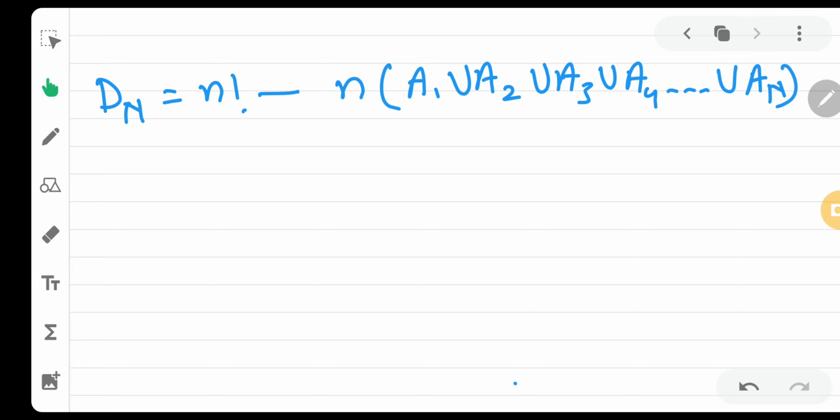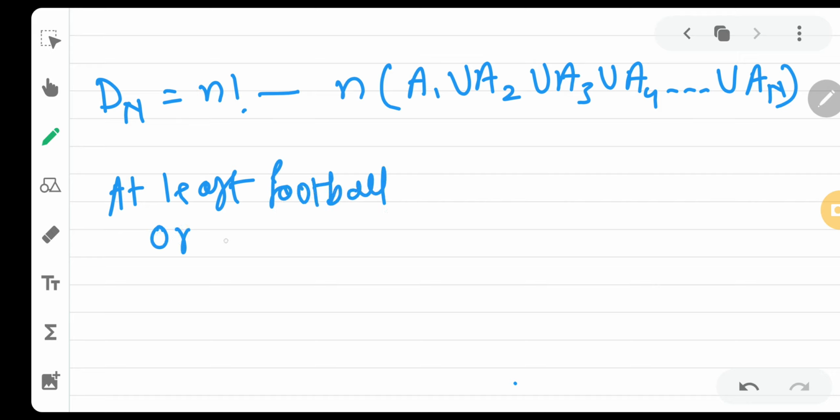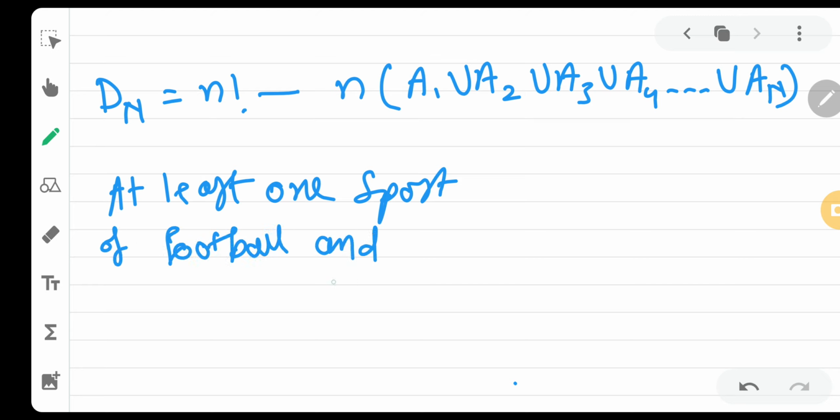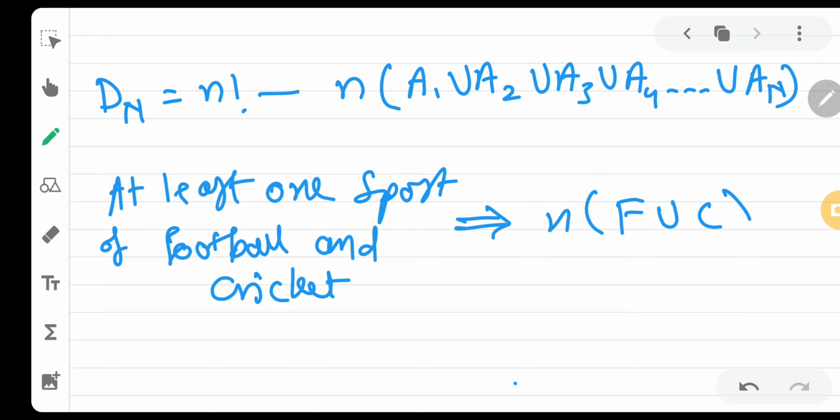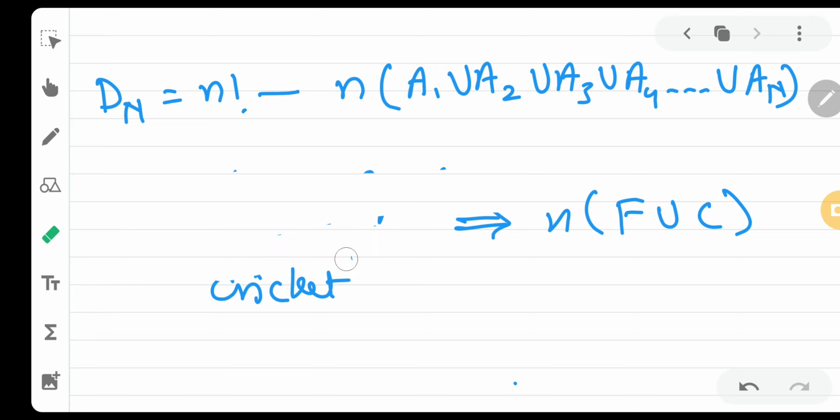If you could not get this, I will give you an example. At least football or cricket. If you write down like this, at least one of football or cricket. Let me show you an example. At least one sport of football and cricket. This is a better example. So how do you write this down? You write this down as N of F union C, right? Football or cricket. Okay, yeah, or else both of them. So at least one means union. What does at least one mean? At least one means union, either football or cricket or both.